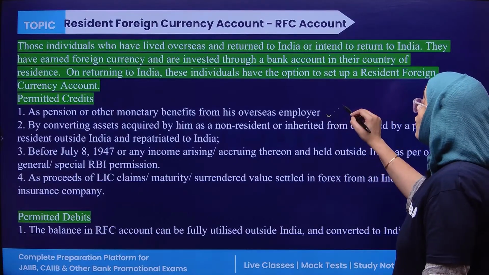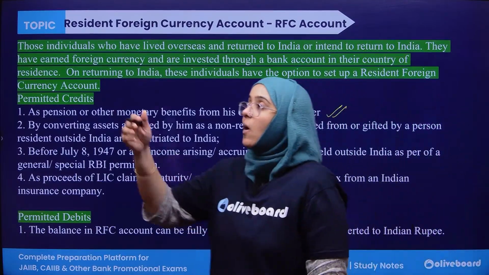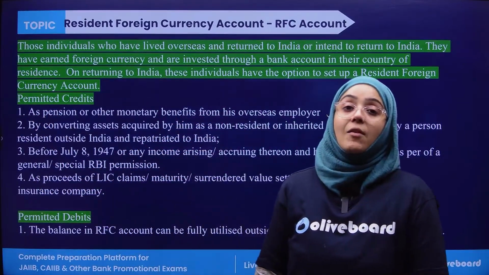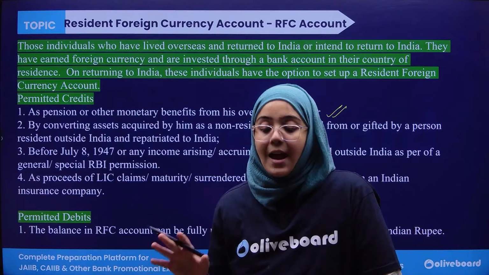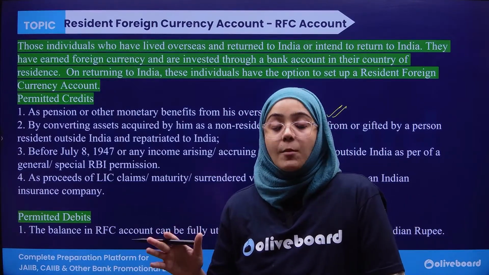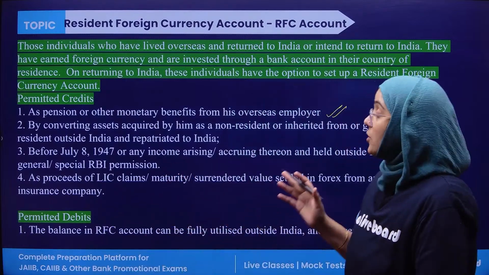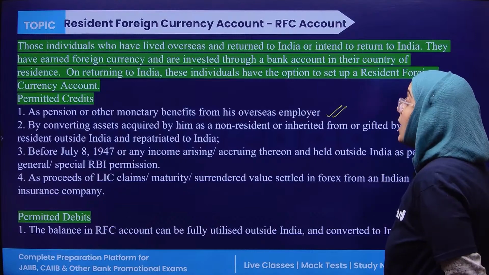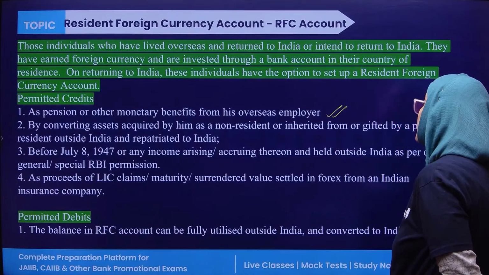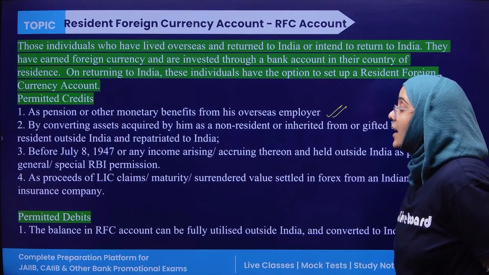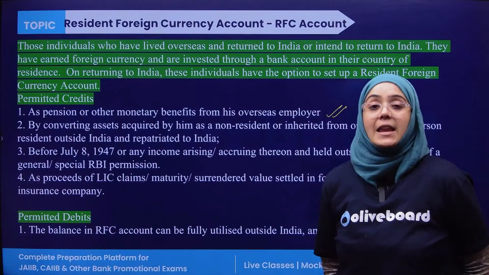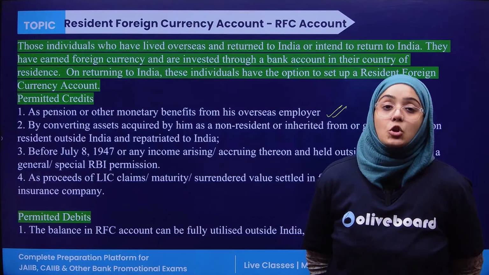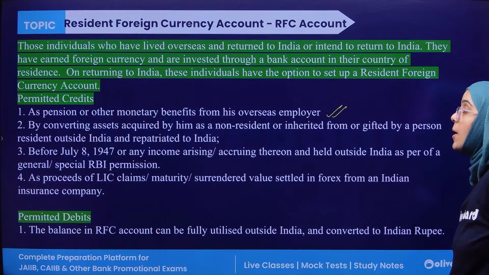First of all, if you are receiving any pension, for example, you are working for the USA government there, now you are moving back to India and receiving the pension. So all the pensions and monetary benefits provided by your overseas employer are permitted credits for this account. Also, by converting the assets acquired by him as a non-resident or inherited from a person outside India. So if you have any gift or property that is inherited by you and you want to repatriate to India, this is obviously a permitted credit.